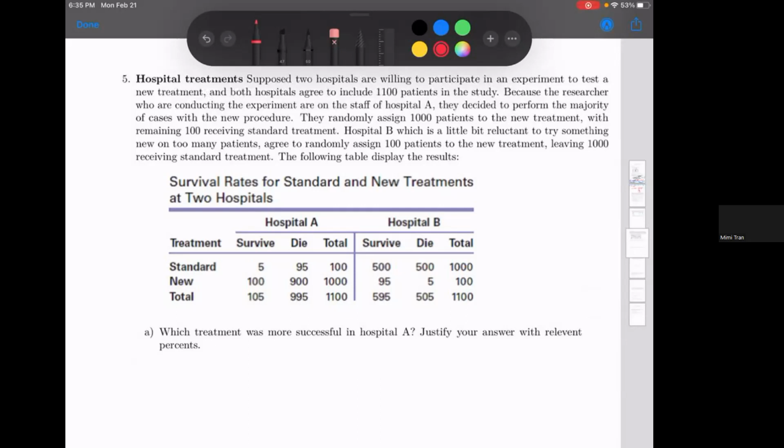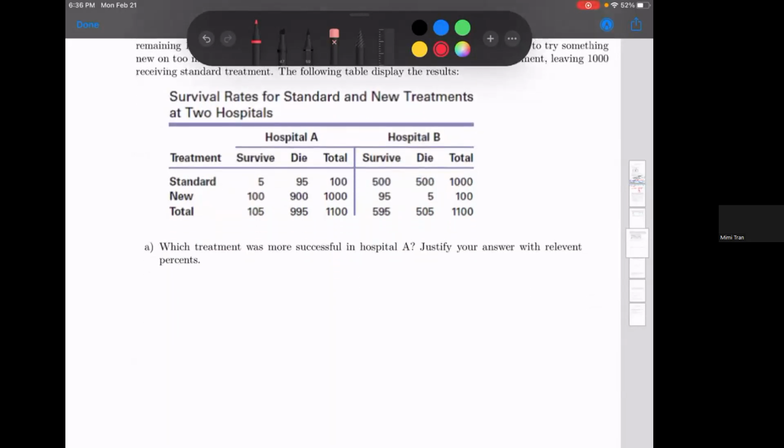They randomly assign 1,000 patients to the new treatment, with the remaining 100 receiving the standard. So they're pretty confident, right? Hospital B, however, is a bit more reluctant to try something new on too many patients. Then they do the opposite. They only agree to randomly assign 100 patients to the new treatment and leave another 1,000 for the standard. So here is the table. What happened to people after they received the product, either new or standard?